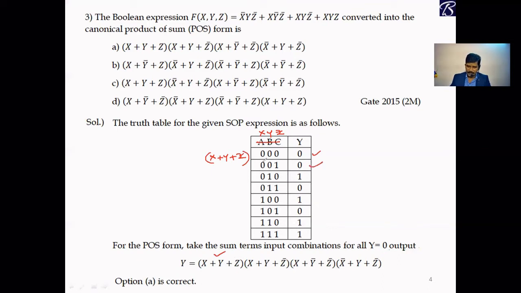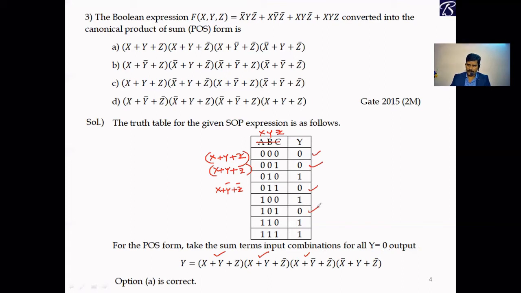And next 0. What is the sum term here? 0, 0, 1. That means X plus Y plus this 1 indicates a complement. That's why Z bar. So write this one, X plus Y plus Z bar. Now go to this 0. Now what is the sum term? 0 1 1. 0 indicates uncomplement, 1 indicates complement in the POS. So X plus Y bar plus Z bar, this one.